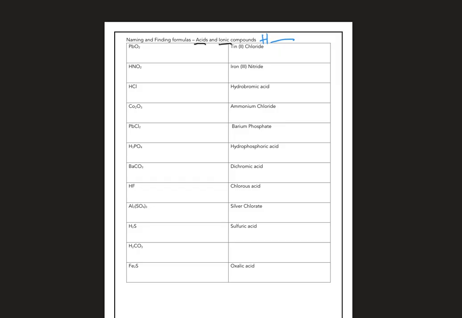So in this first left-hand column, I'm just gonna go through and write an A next to anything that starts with an H. All right, it looks like I got them all. So the ones that don't start with an H, those are all ionic compounds, because those are the only 2 that we've learned to name. On the right-hand column, it's a little easier to figure out which ones are acids, because they end with the word acid.